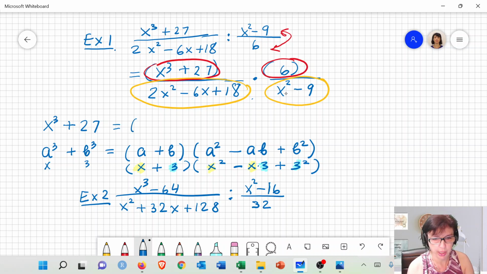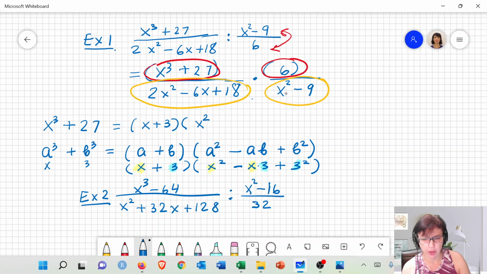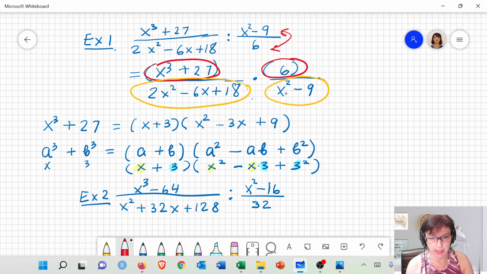Okay, so what do I get? I will get x plus 3. Then I get x squared. Now we never actually leave it as x times 3. We're going to write 3x, and then 3 squared is 9. So that's my factoring. So what I did is I factored this guy.